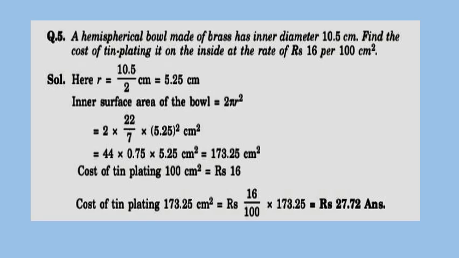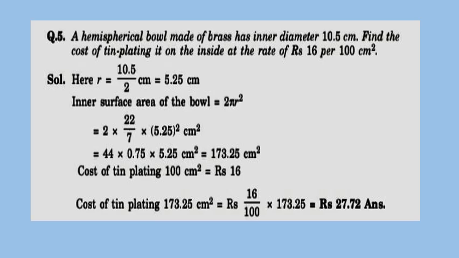A hemispherical bowl of brass has inner diameter 10.5 centimeter. Find the cost of tin plating it on the inside at the rate of rupees 16 per 100 centimeter square. Now here again the diameter is given. So to calculate the radius, we have to divide diameter by 2, that is 5.25 centimeter.